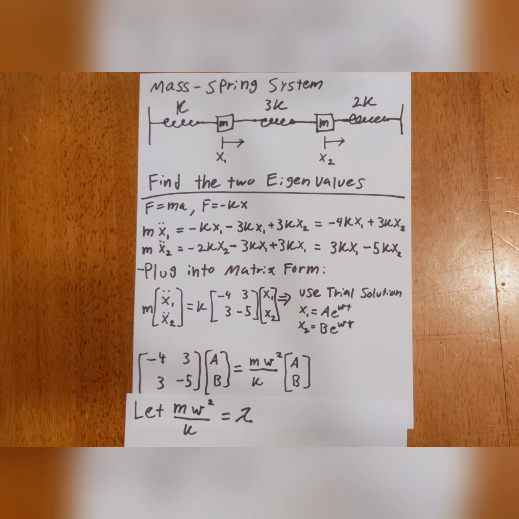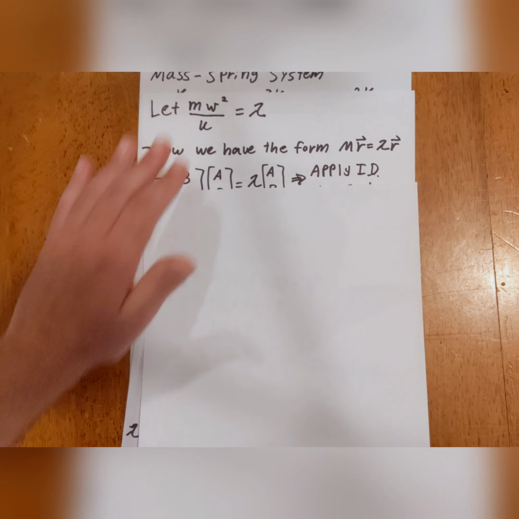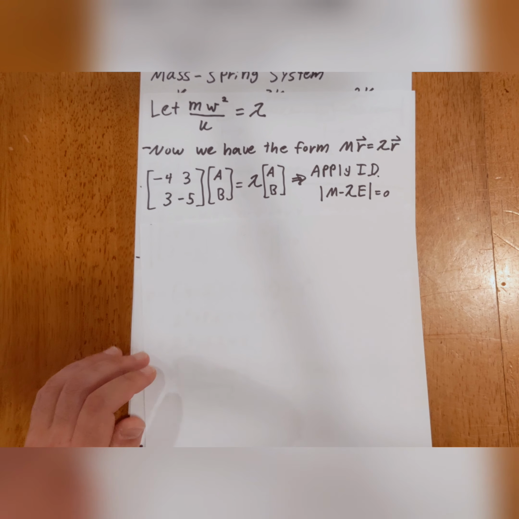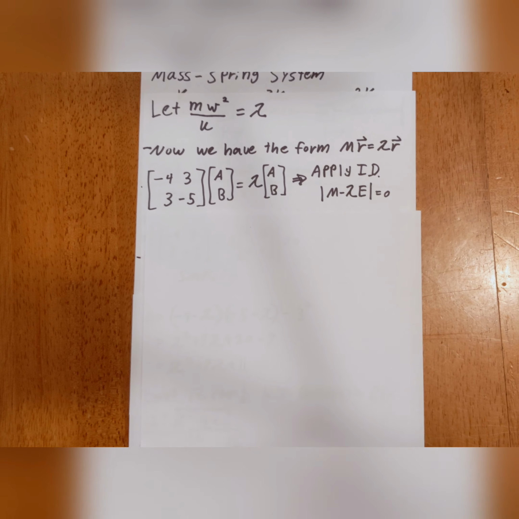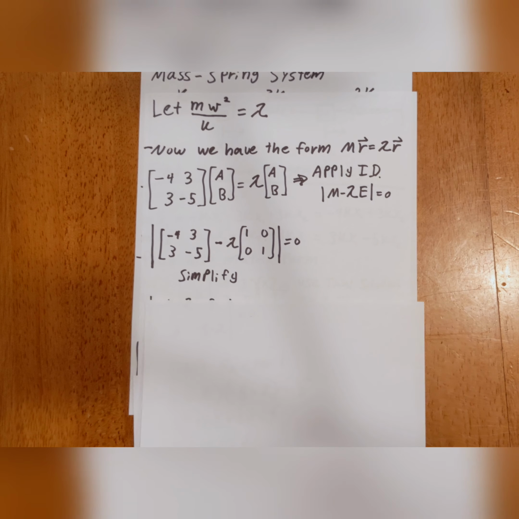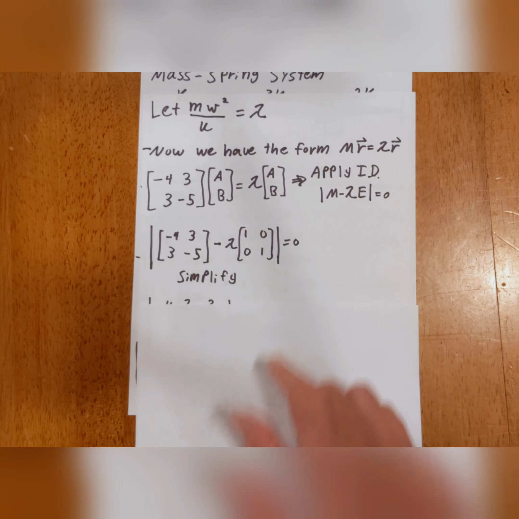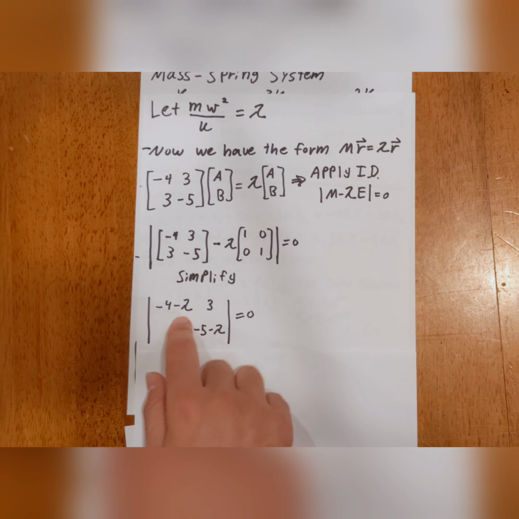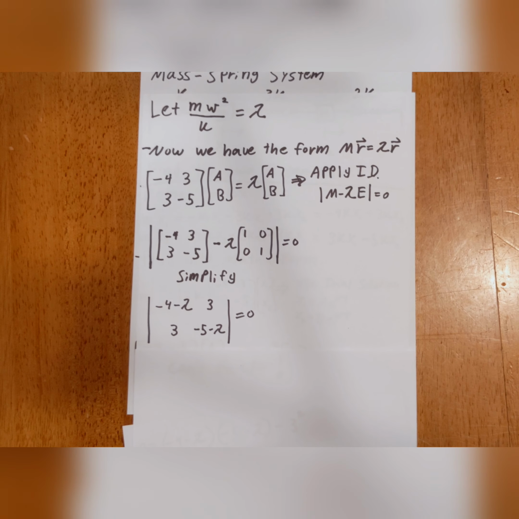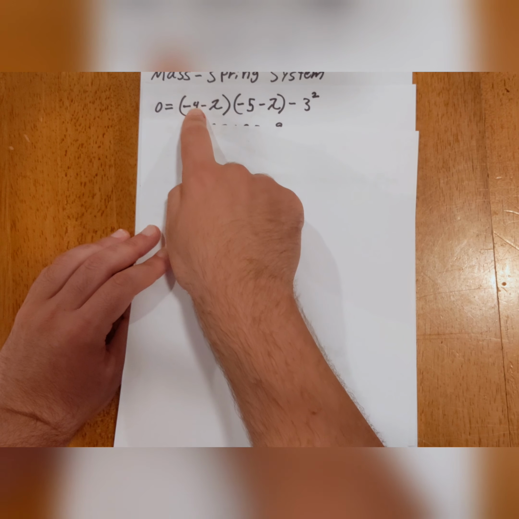So now that we have that, we can set m times omega squared over k equal to lambda. And since we have that, we now have the form that we were looking for, which means we can then apply the identity. The determinant of M minus lambda times the unit matrix is 0. So now we plug that in, and we have our matrix minus lambda times the unit matrix is equal to 0. We simplify that to this equation right here, and all we have to do now is take the determinant of that matrix. So we multiply both sides and subtract, and we get this equation here.